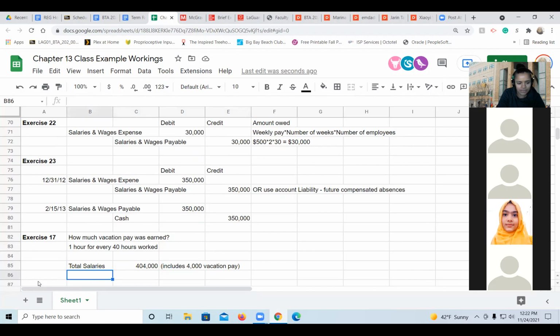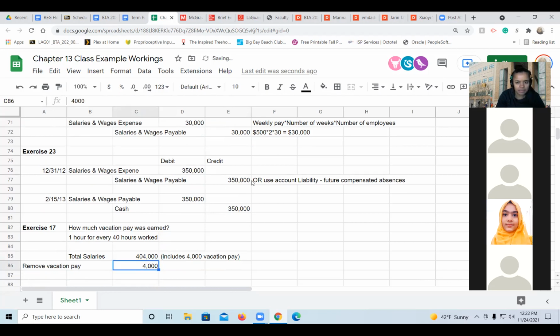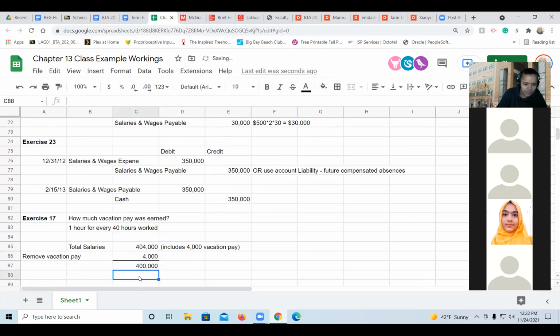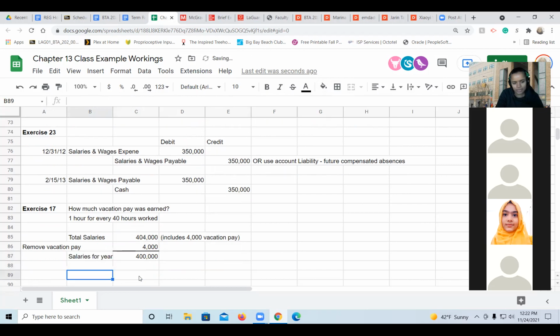calculation of vacation pay. So we have to remove vacation pay that was already paid, right? So that's 4,000. You've got to get rid of that because you want to see what people actually earned before we involve any type of vacation pay. So the actual salaries for the year is 400,000, okay? Again, you cannot include the vacation pay in the calculation of vacation pay because then you're double counting, right?